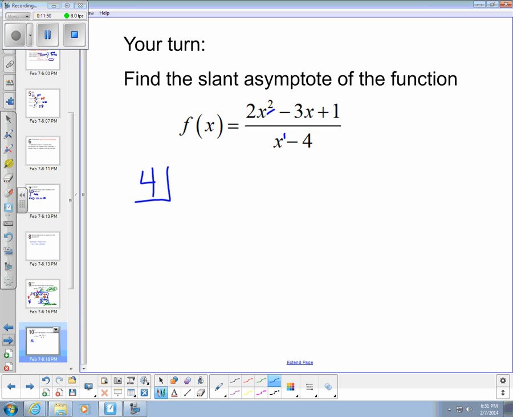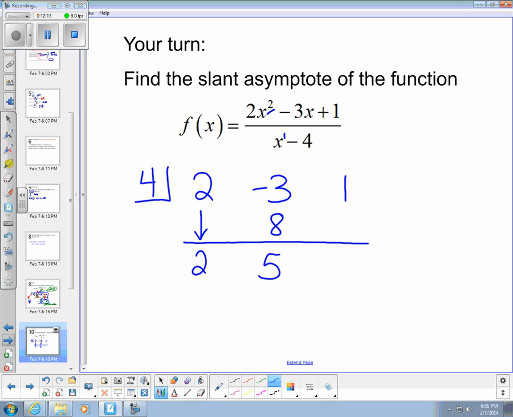And then I need the coefficients, and it doesn't skip anything: 2x squared, the negative 3 in front of the x, and a 1 for the constant. Skip a line, bring down the 2, and remember we multiply and add all the way across. 2 times 4 is 8, negative 3 plus 8 is 5, 5 times 4 is 20, 20 plus 1 is 21. Now again, the last number is the remainder.